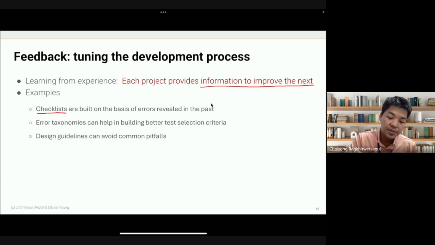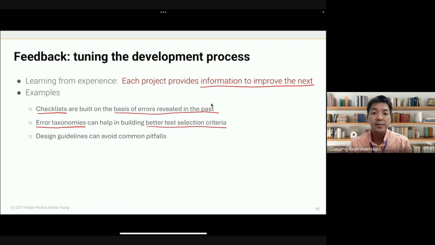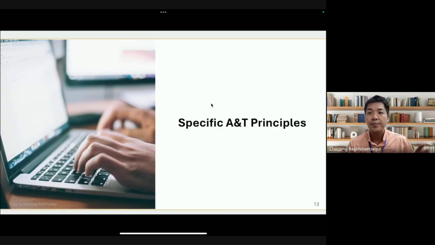For example, you can create some checklists to make sure that the errors or the faults that we found in the past are not being created again in this round. Or you can create some error taxonomy that will help you to create a better test case selection. So if we know that there are some specific faults or errors that occur a lot, then we can target our tests to those specific faults or errors. And you might create some design guidelines so that you can avoid some common pitfalls that you have encountered in the past. All right. So these are the general engineering principles.